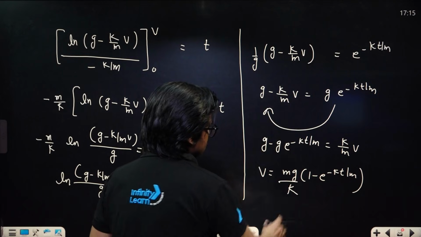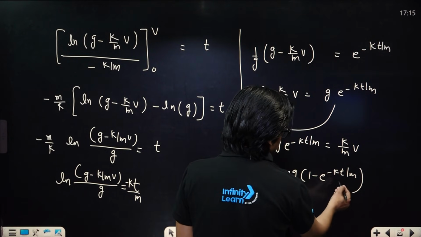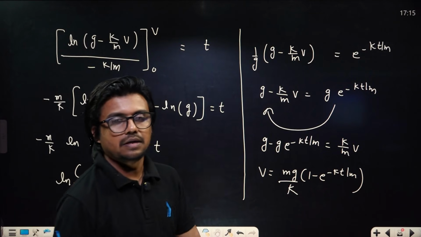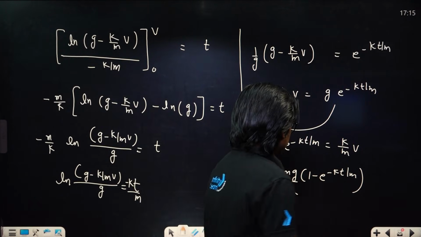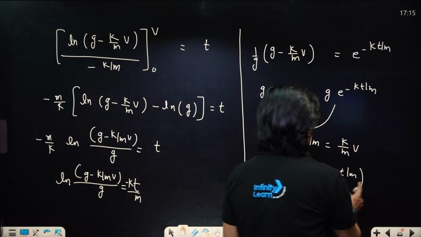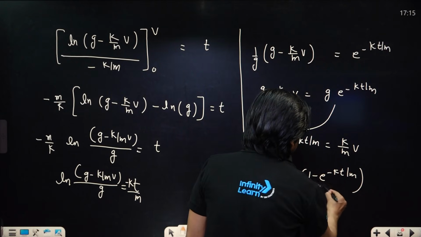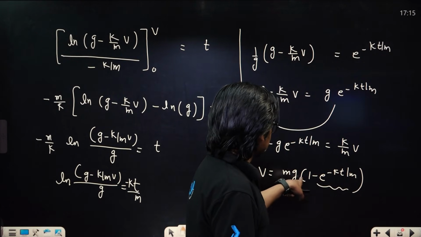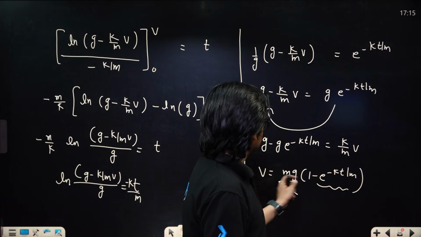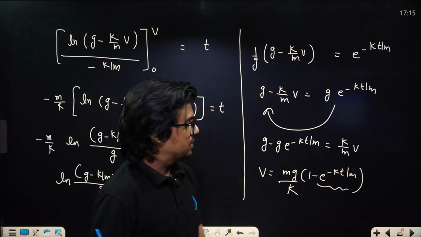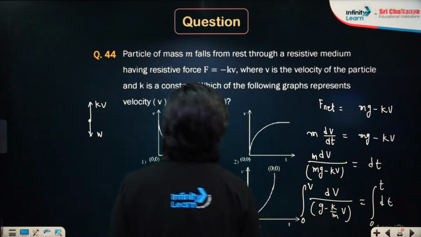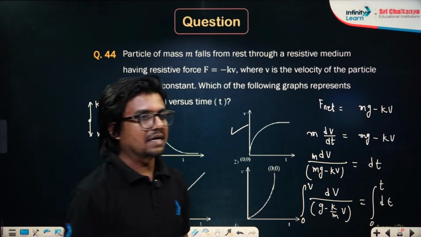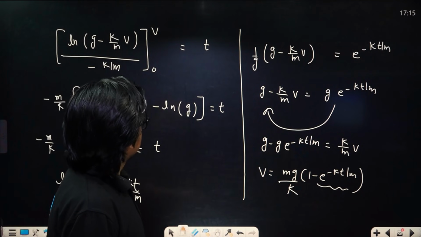Now if you see this, if t is increasing, if t becomes infinite, this term becomes 0, velocity just becomes mg by k. If t is increasing, this term is decreasing. Because it is decreasing, velocity will keep on increasing, but a time will come when the velocity becomes saturated. So which graph is following the trend? It is the second graph. Second graph is the solution of it.